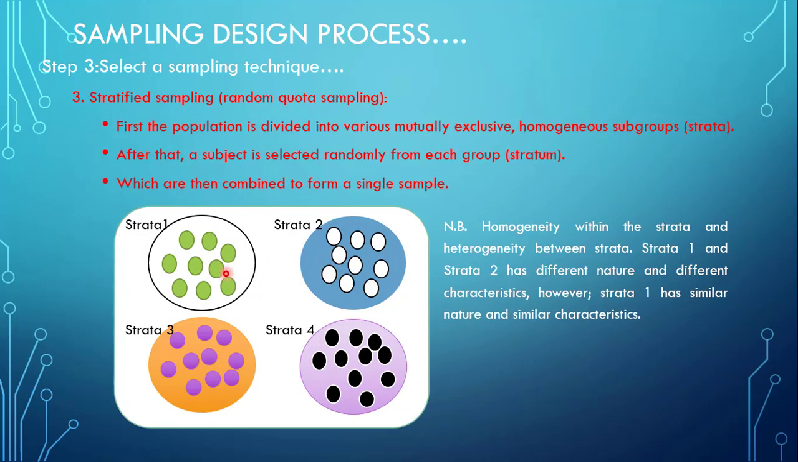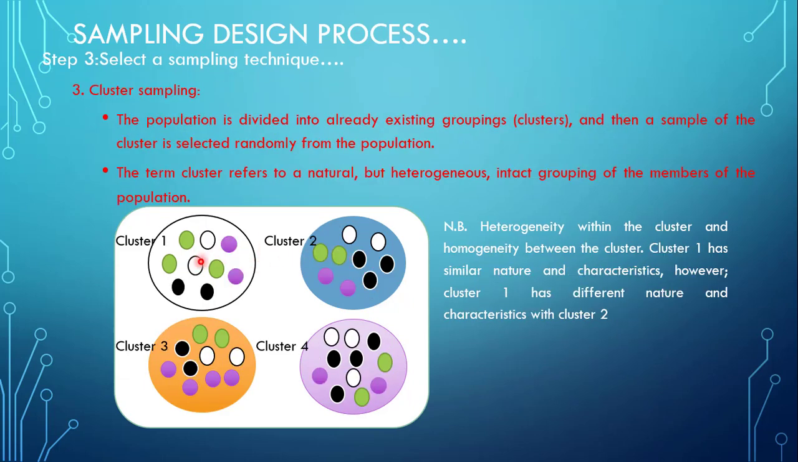But if you see in stratified sampling, strata 1 has homogeneous characteristics, strata 2 has similar characteristics, it is homogeneous. But when you compare between the strata, meaning strata 1 and strata 2, they will have different characteristics. It is heterogeneous. But in cluster sampling, cluster 1 will have heterogeneous characteristics, heterogeneous nature. Cluster 2 will have heterogeneous nature, but when you compare between cluster 1 and cluster 2, they will have a homogeneous nature.